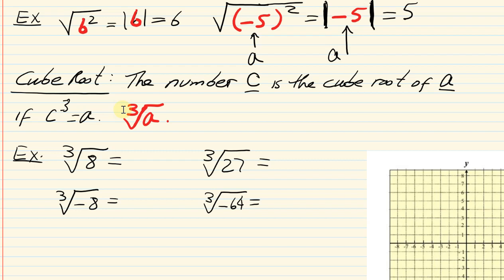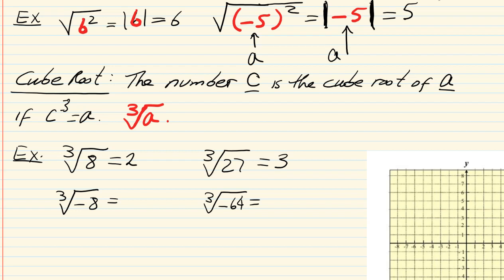Okay. Now here I have a few examples, like cube root of 8. A is 8 in this case. We're looking for c in our definition. C is a number that you cube and it becomes 8. And in this case, it's going to be 2. Because you multiply 2 by itself 3 times, 2 by 2 by 2, you get 8. Cube root of 27 is going to be what? 3. Because you multiply 3 by itself 3 times, it becomes 27.